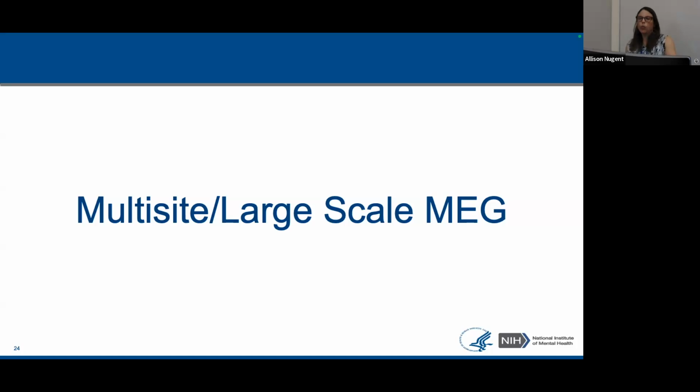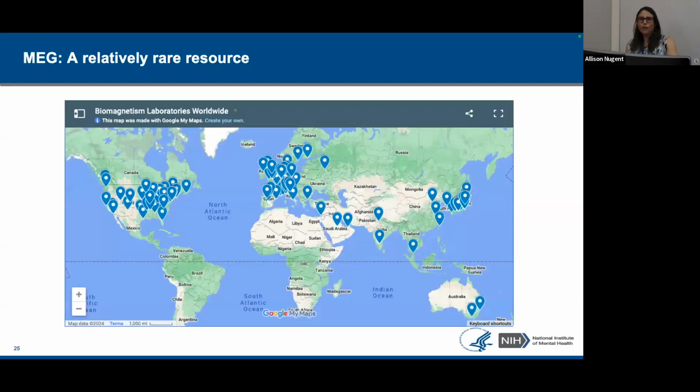I want to talk about what we're doing in that space with MEG and what some of the hurdles and considerations are. First of all, MEG is a relatively rare resource. There are only about 40 or 50 labs or clinics in the US that have MEG, and there are large swaths of the world that have no MEG centers at all, which is very different from MRI.